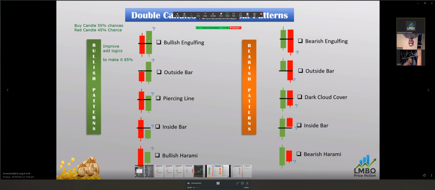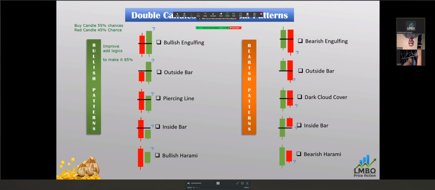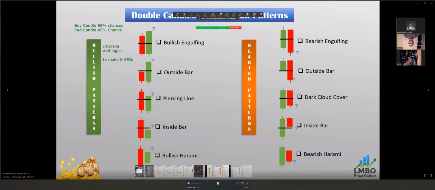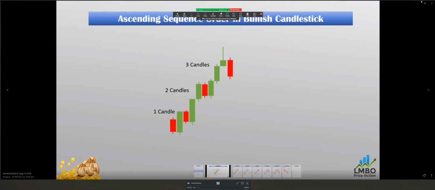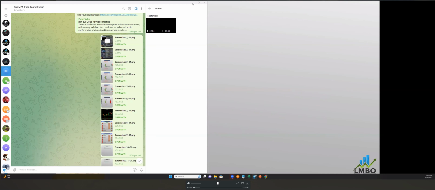So today we are learning that if there is a bullish engulfing, then what will be the next candle? It will be green or it will not be green. What will be the possibility for all these bullish patterns or for all these bearish patterns? So there are bullish patterns and there are bearish patterns. We need to understand how we can trade all these patterns. There are three ways. Okay. So now let's start from here.